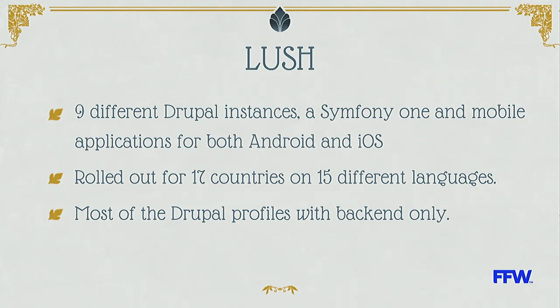First of all, we have LUSH. It's a retail cosmetic company. It's a really huge platform, which is based on 9 different Drupal instances, a Symfony one, and mobile applications for Android and iOS. All of them working together, all of them sharing data through mobile, through APIs and services. Meaning that you have, for a start, a really, really huge platform to build on. And we managed to roll out this platform for 17 different countries in 15 different languages.